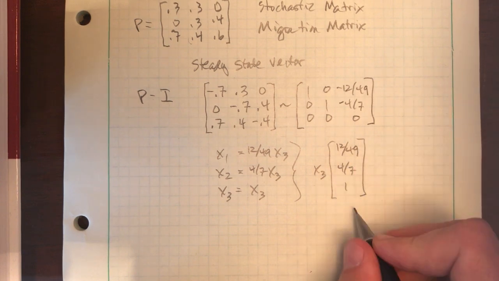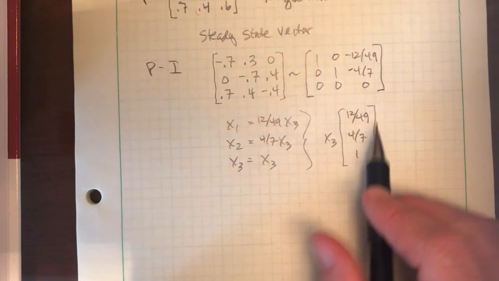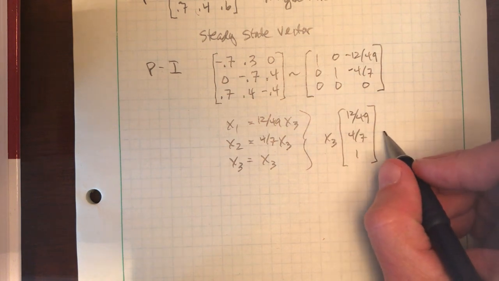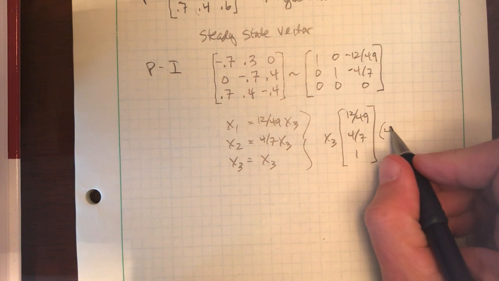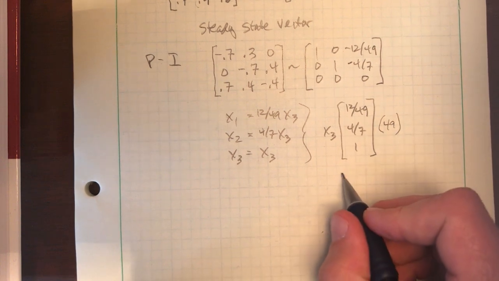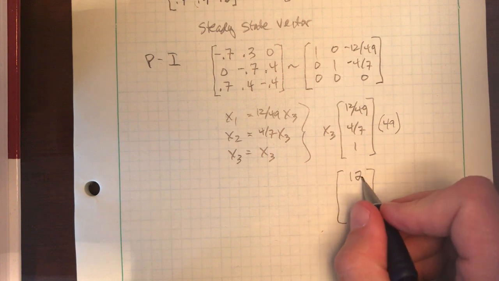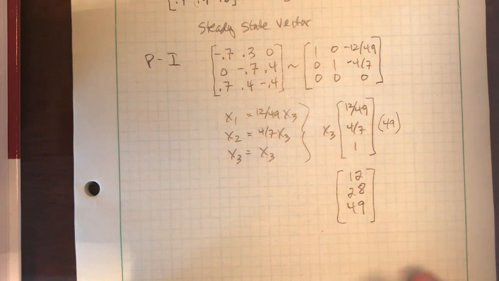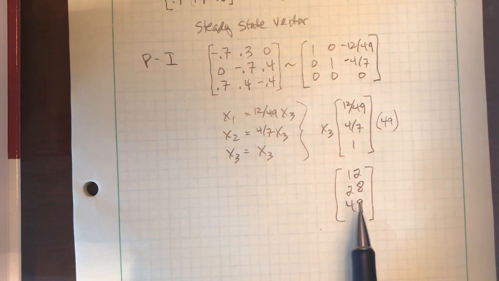Let's unpack x3, leaving my first solution as this vector. Again, let's convert it all to clean integers. So how about we scale this by what would be a good multiplier? How about 49? And so that becomes 12, 28, and 49. So better than the last. Not a fan of fractions, so this is good.